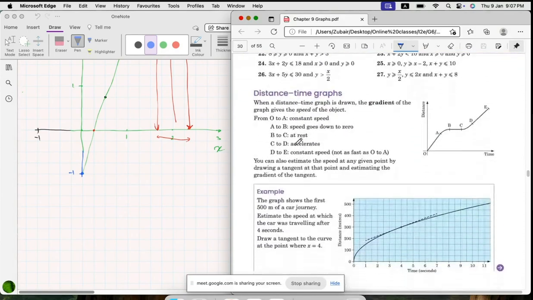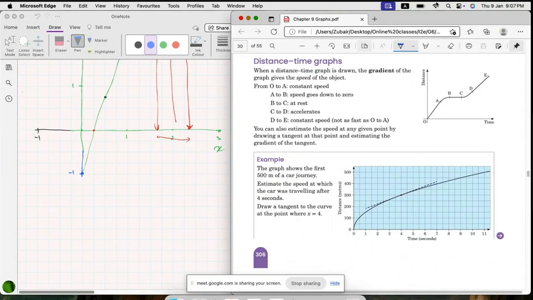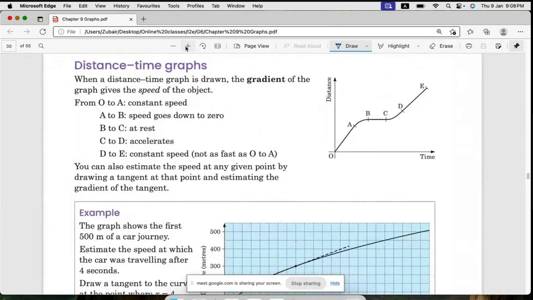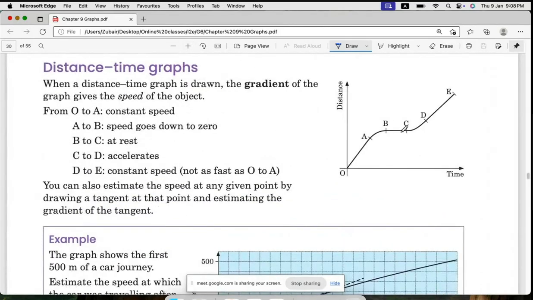Okay. The next topic is distance time graphs, also known as travel graphs, also known as kinematics. So when a distance time graph is drawn, the gradient of the graph gives the speed. We will be looking at distance time, velocity time, and acceleration time graphs. Gradient of distance time graph is giving me speed. In case you ever forget that, which you shouldn't, with practice you'll be able to learn them by heart.